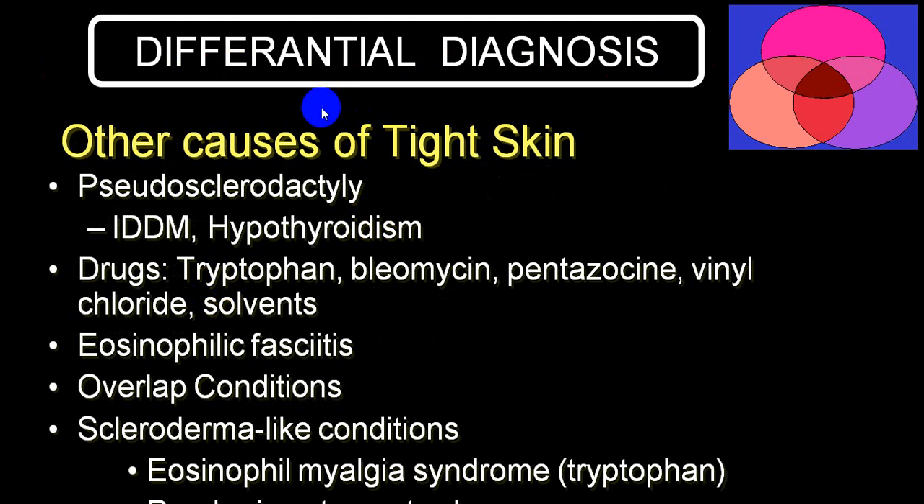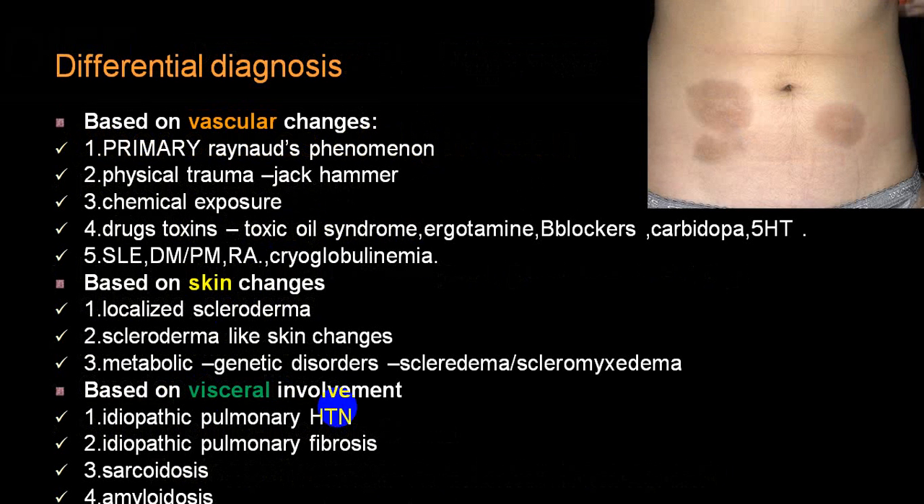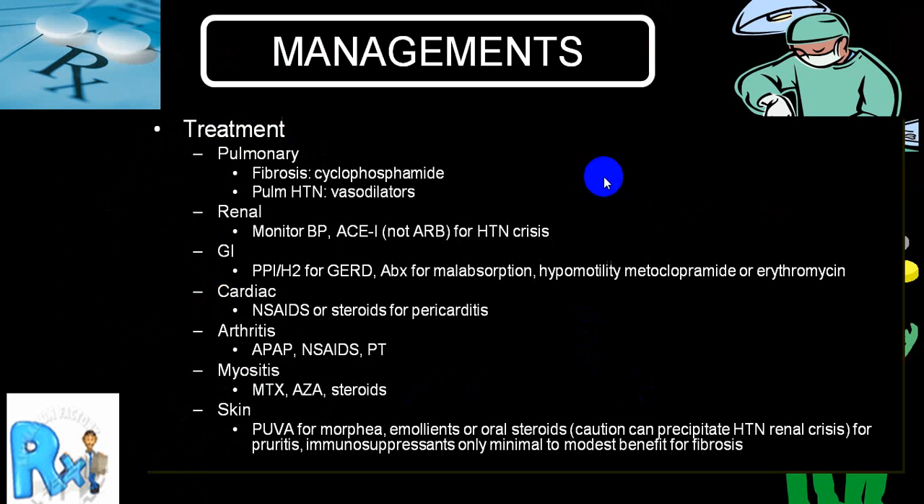Differential diagnosis, mainly for tight skin. There are other conditions which can produce tight skin. We call it pseudo-sclerodactyly, like insulin dependent diabetes mellitus, hypothyroidism, certain drugs, overlap conditions, etc. So try to rule out those first. Vascular changes can be seen in a big list, where you can get vascular changes, skin changes, and visceral involvement. That should also be differentiated.